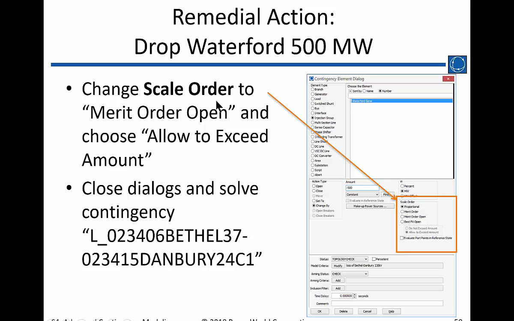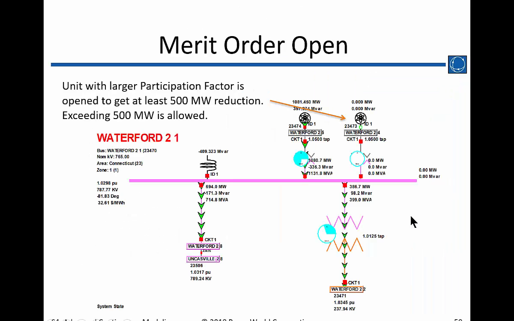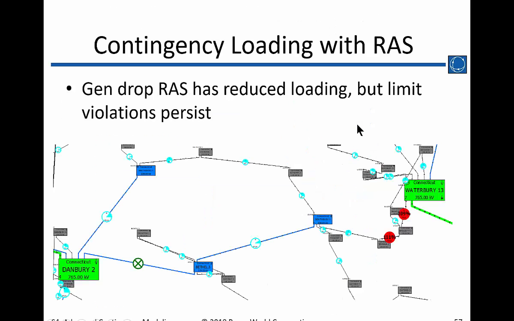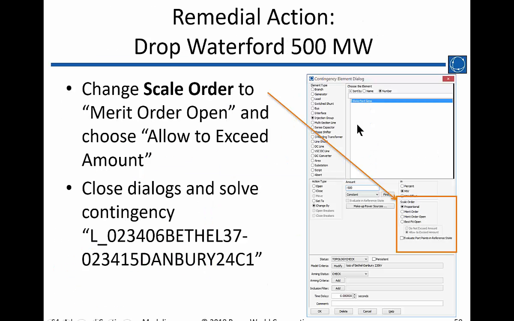If we change the scale order option to merit order open, then it'll go through and actually drop the generators, or open them completely. And the merit order will be set by the participation factor. So I think the smaller participation factor goes first. It actually could be the other way around. Yeah, it is the other way around. The one with the larger participation factor is this one. That's the one that'll end up going first.